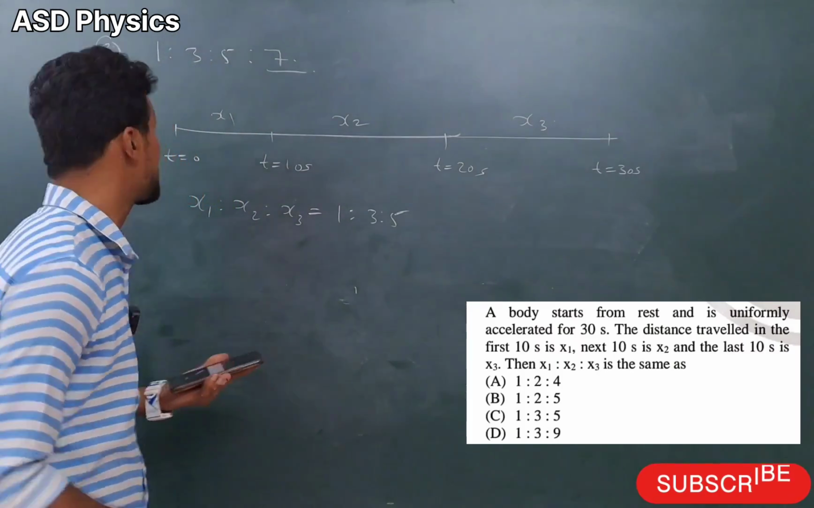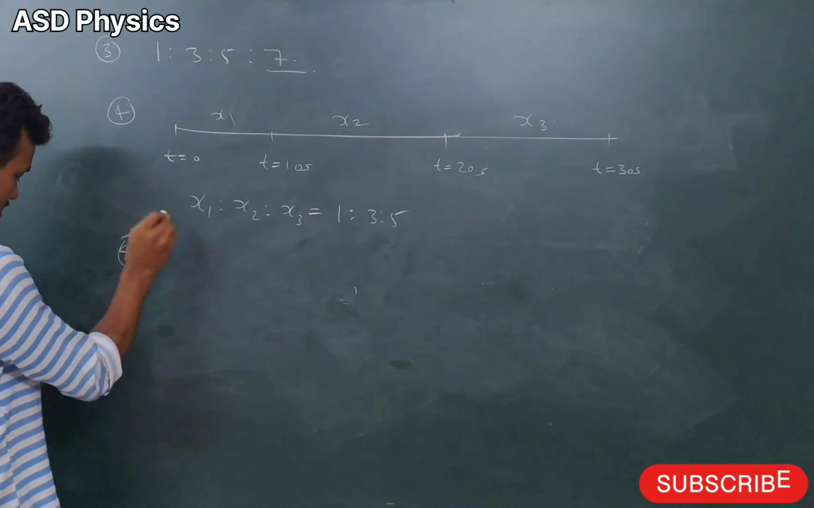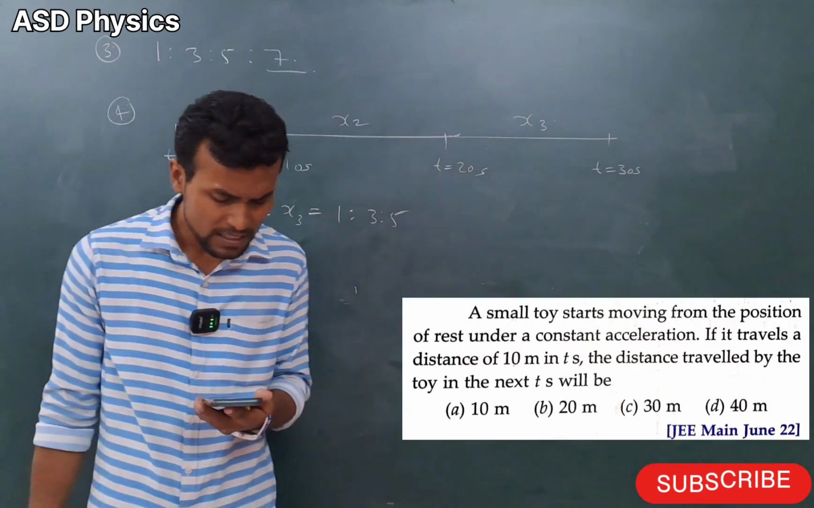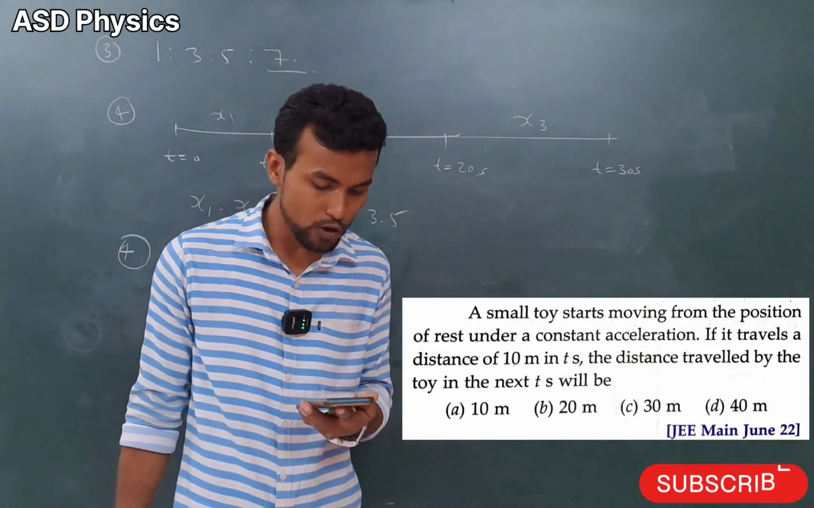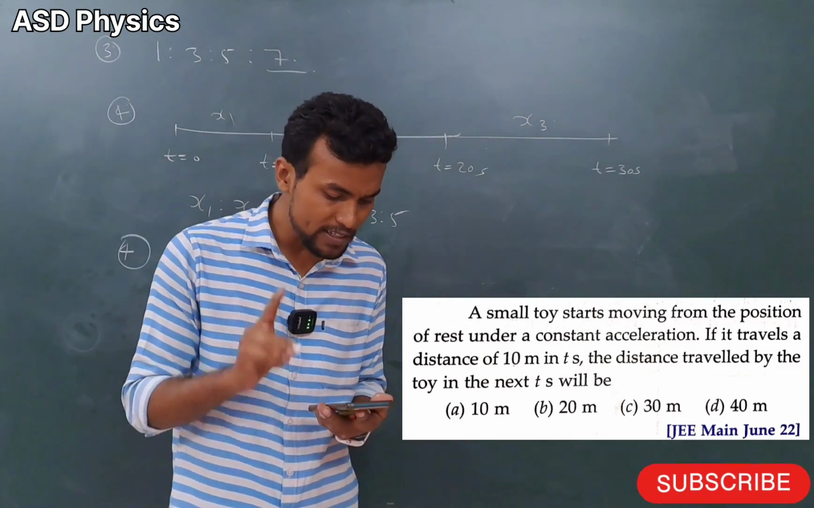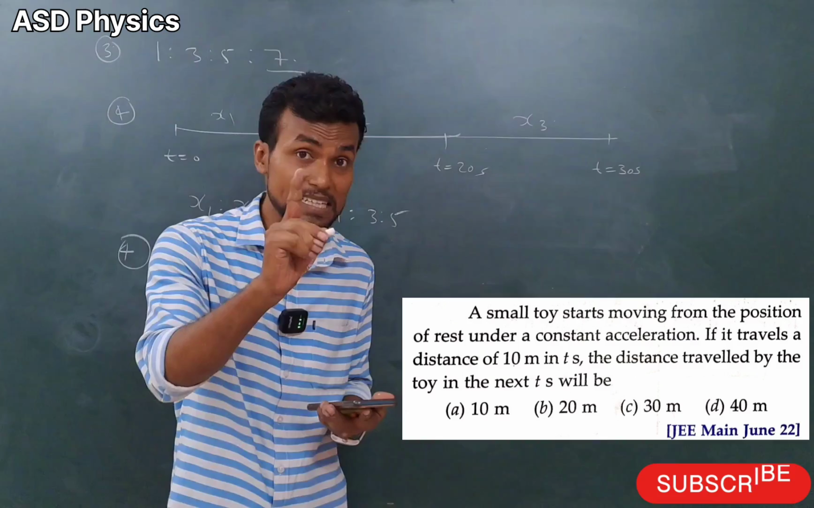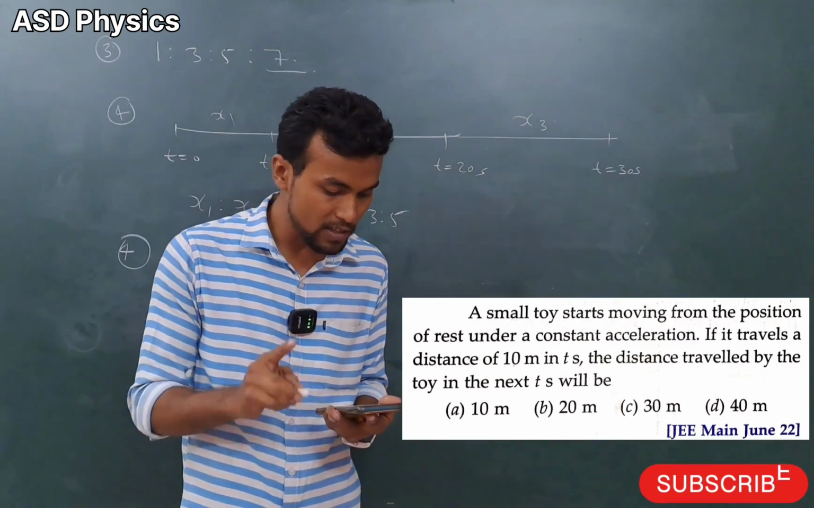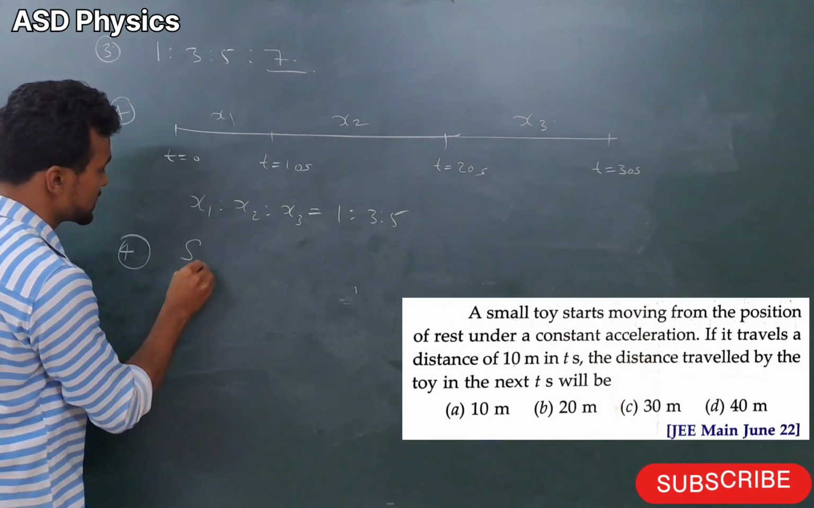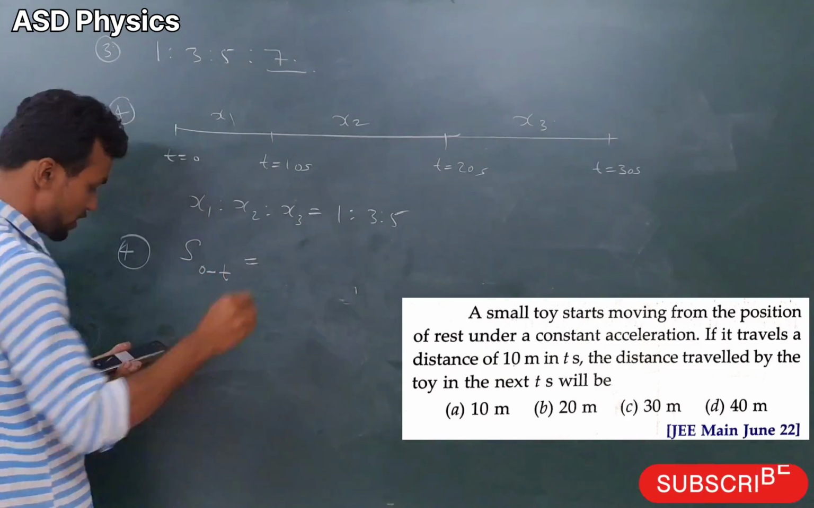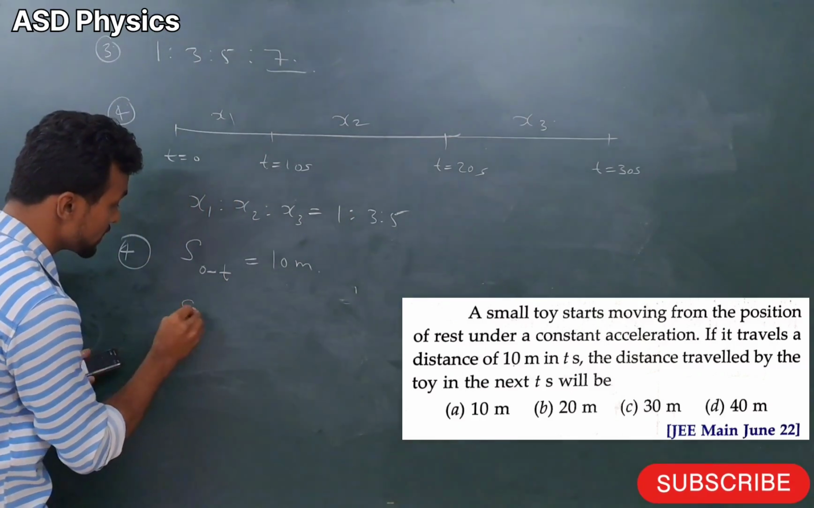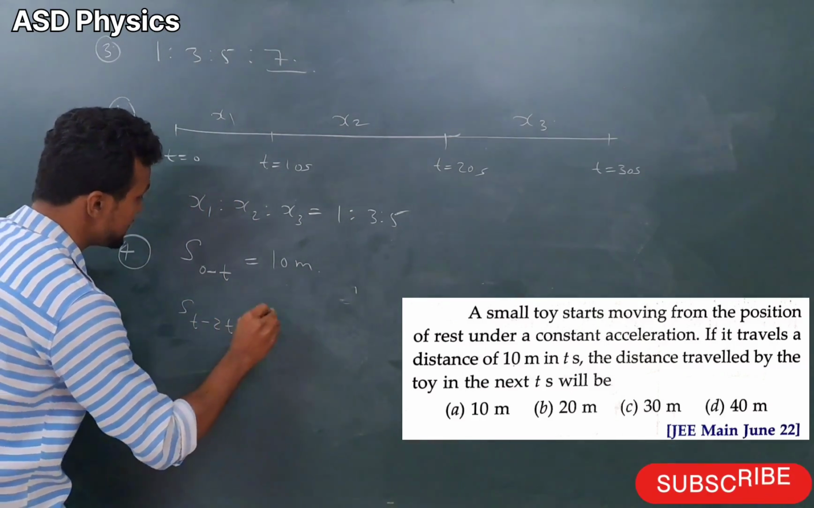Okay, next, this question was asked in the JEE Mains 2022 exam. Let's read the question. A small toy starts moving from rest under a constant acceleration. If it travels a distance of 10 meters in t seconds, what is the distance traveled by the toy in the next t seconds? Just see here please. First t seconds, that means 0 to t. How much is given? 10 meters. Next t seconds means where to where? It will be t to 2t.